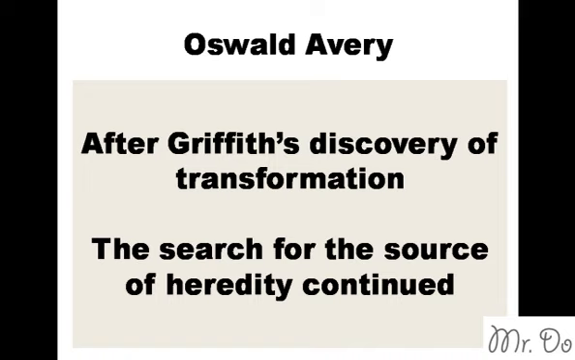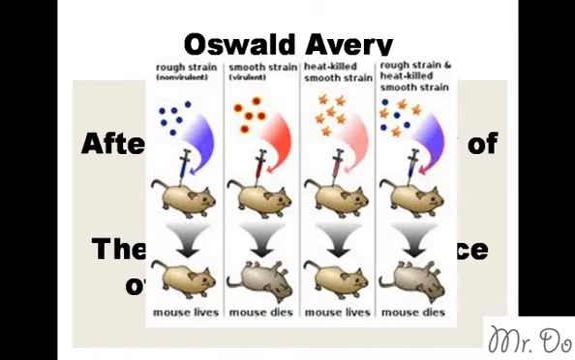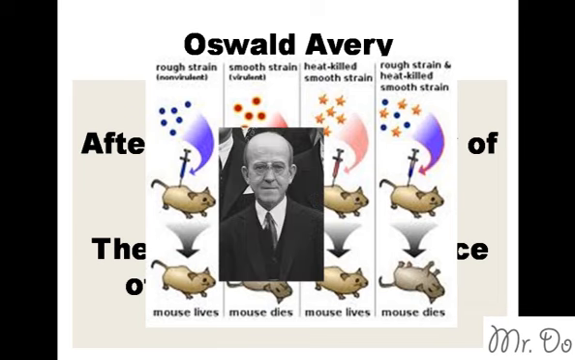Our next experiment is by Oswald Avery, who took off after Griffith. He did the same experiment as Griffith, and he wants to find out what causes the transformation. What was the transformation agent that was passed on from one bacteria to another? So Griffith paved the road for Oswald Avery. Him and his friend, after 14 years' work, discovered the source of transformation.